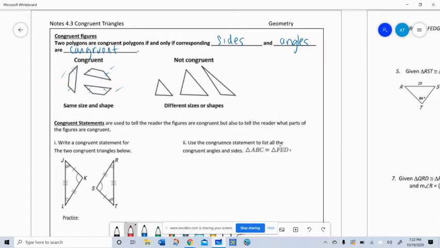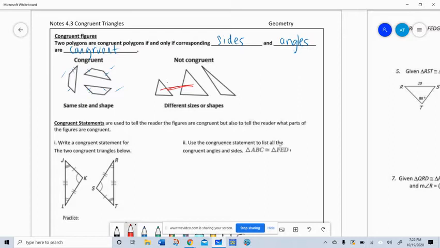These three triangles over here are not congruent because they are not all the same angles. They don't have all the same shapes, okay? So even though these two look kind of the same, one is obviously bigger than the other. And so we would say that these are not congruent.